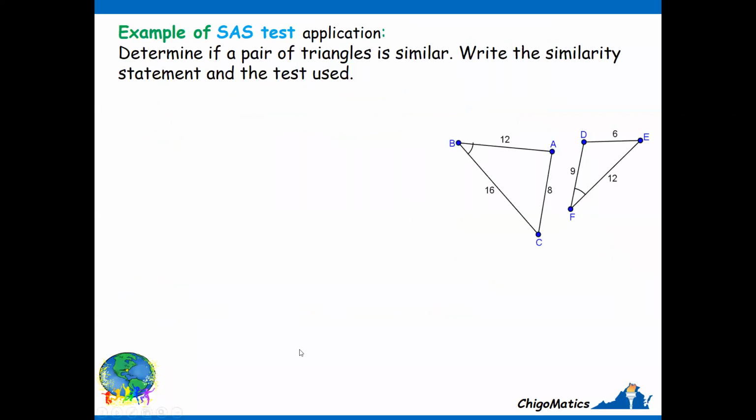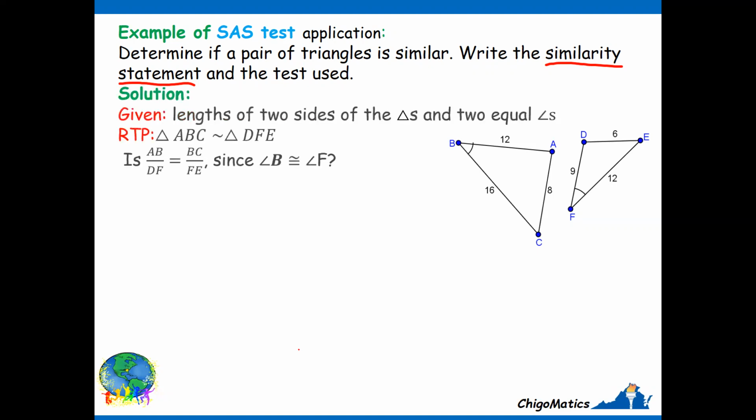Okay, let us look at an example where we use the side angle side test. Determine if a pair of triangles is similar. Write the similarity statement and the tests used. The similarity statement, you would see that the moment you write down to say, I want to show that the two triangles are similar, when you write that similarity statement, you would have analyzed the diagram itself. And like I have already said, you can pick any triangle, naming the letters. Then to decide on the other letters of the other triangle, now it's dependent on the first pick.